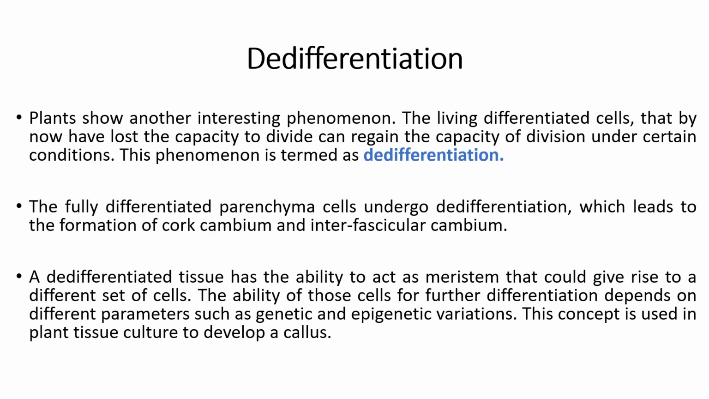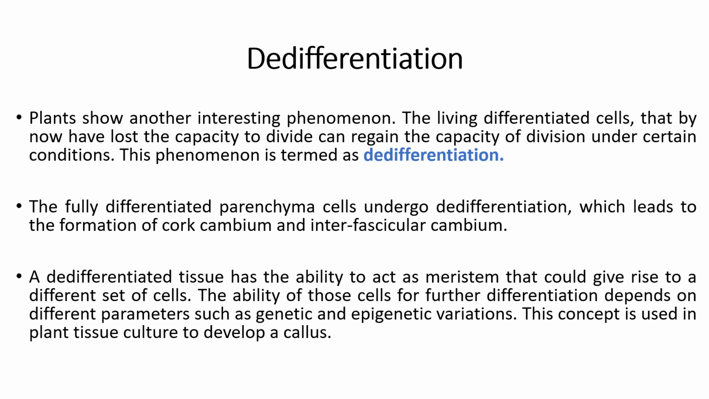Next we will be discussing the dedifferentiation process. After differentiation there can be dedifferentiation. This is a very interesting phenomenon. In plants, the living differentiated cells that had lost their capacity to divide regain the capacity of division under certain conditions. In the next slides there is a diagrammatic representation in which we will discuss in detail differentiation, dedifferentiation and redifferentiation.